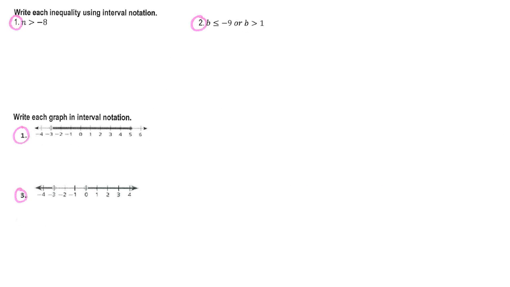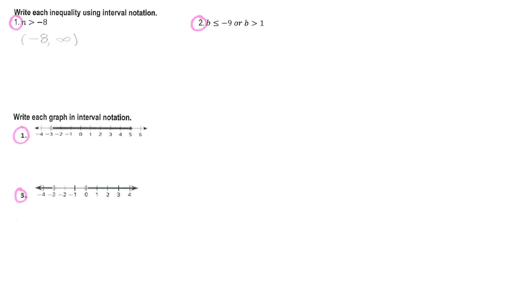So let's look at a couple of examples. You have more problems on your paper, but we're just going to start by looking at number 1 and 2 under the first section. And your directions are to write each inequality using interval notation. Well, we can read number 1 as n is greater than negative 8. And to write that, we're going to start with a parentheses because it's just greater than, it's not equal to, negative 8. And it goes all the way to infinity because it's any value that's greater than negative 8. So we represent that with parentheses, negative 8, comma, infinity, and then another parentheses.